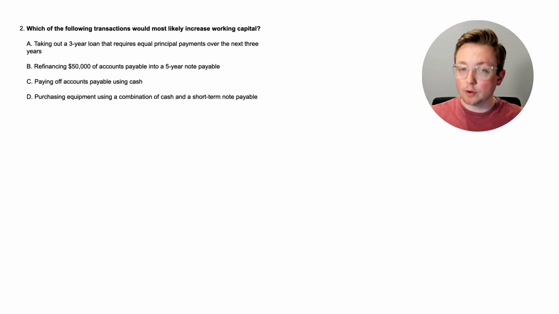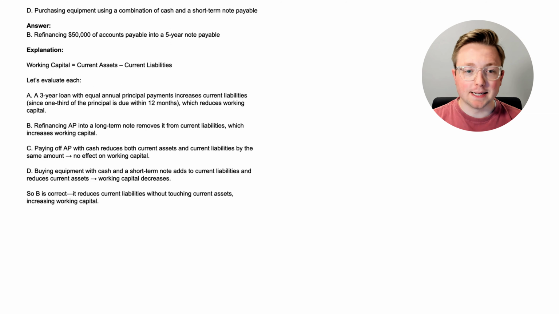So which one of these would increase working capital? If you remember what working capital is, then you'll have an idea of what the correct answer is. But if not, that's okay. We're going to look at the answer together right now. All right, here we are. The answer is B, refinancing $50,000 of accounts payable into a 5-year note payable would increase working capital.